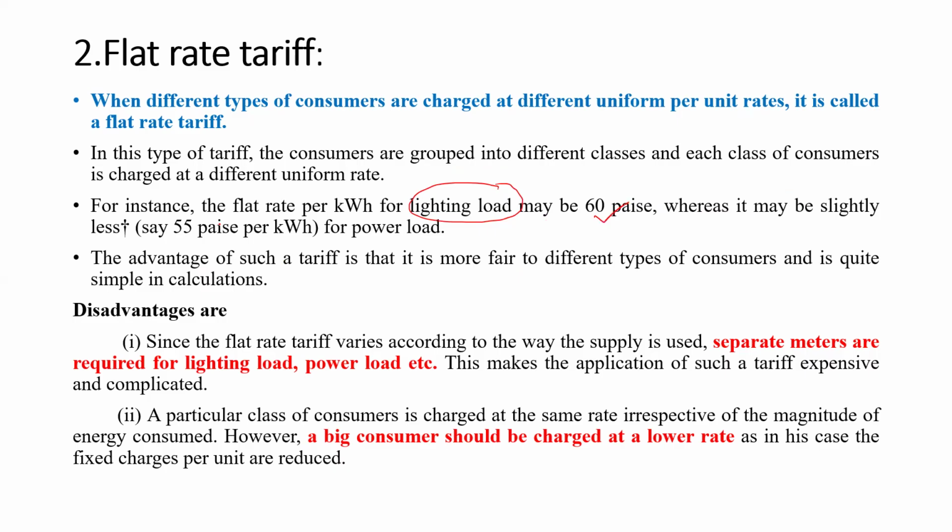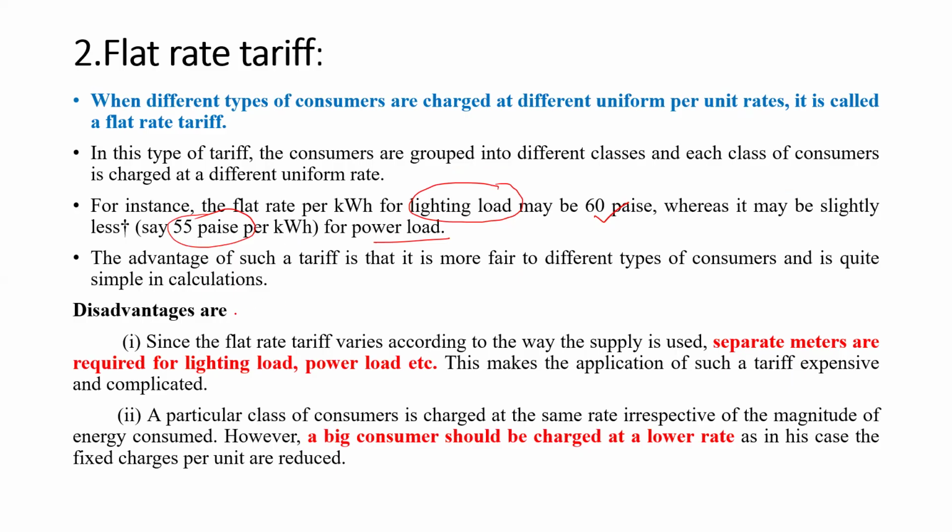Whereas for the other part, power load, they can impose some 55 paise there. There is some segregation, depending upon the previous simple tariff. We can have a flat rate tariff with some segregation. Then the customer will have a price for lighting load, and a different price for power load.